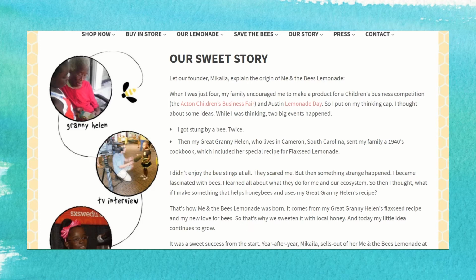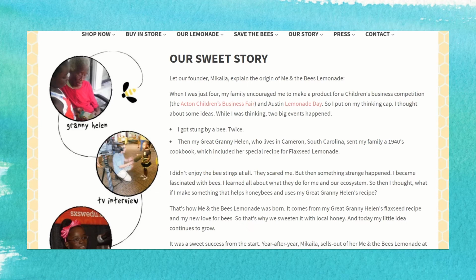Then, my great-granny Helen, who lives in Cameron, South Carolina, sent my family a 1940s cookbook which included her special recipe for flaxseed lemonade. I didn't enjoy the bee stings at all. They scared me. But then something strange happened. I became fascinated with bees. I learned all about what they do for me and our ecosystem.